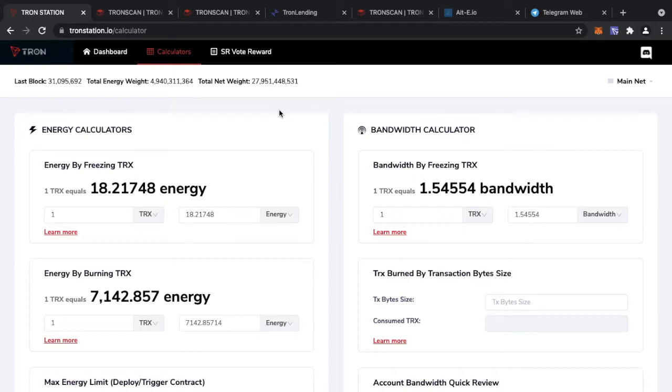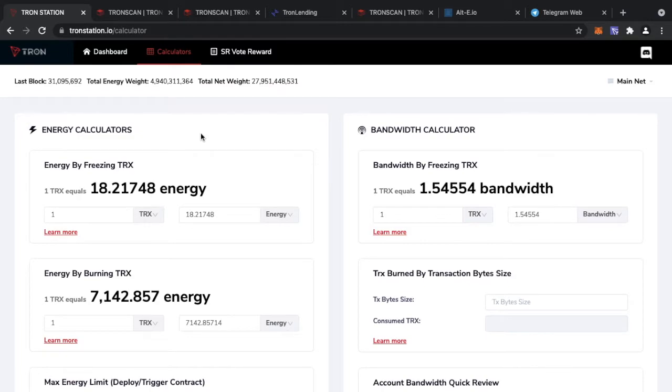We've had a crypto boom, and the Tron gas fees going up has led to more people freezing Tron, and ultimately what that's led to is the price going up. So I'm going to go through these different terminologies and explain the differences between energy and bandwidth.